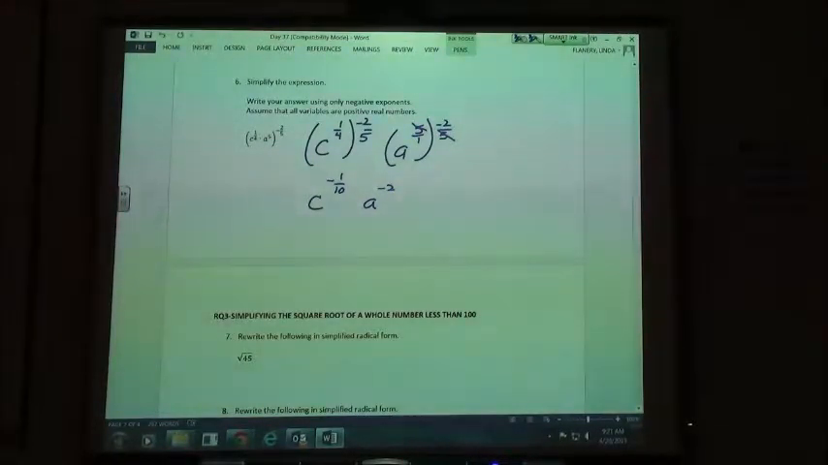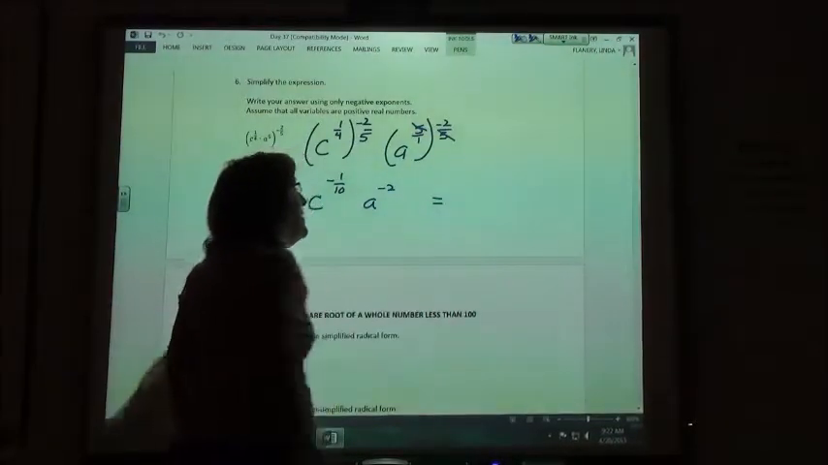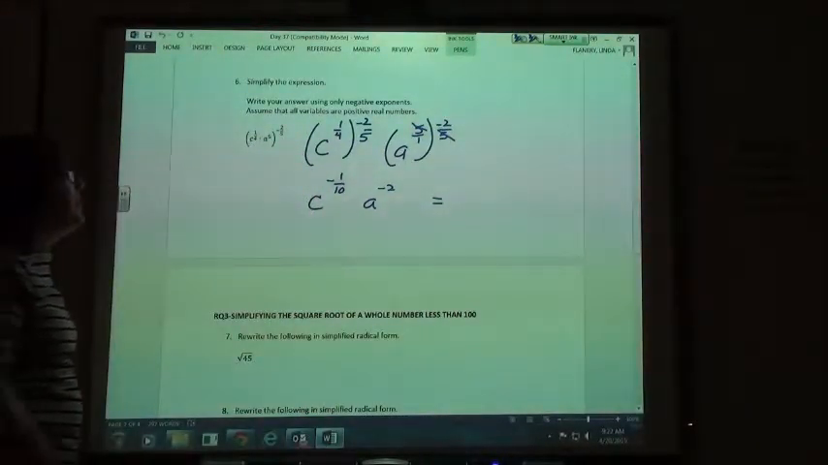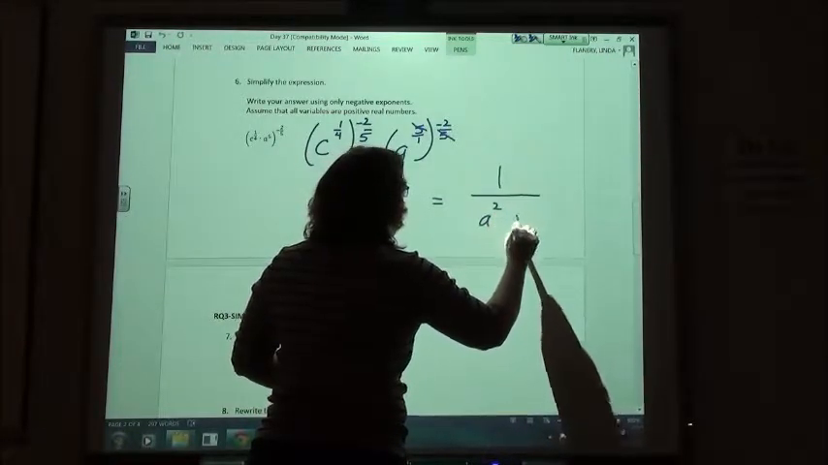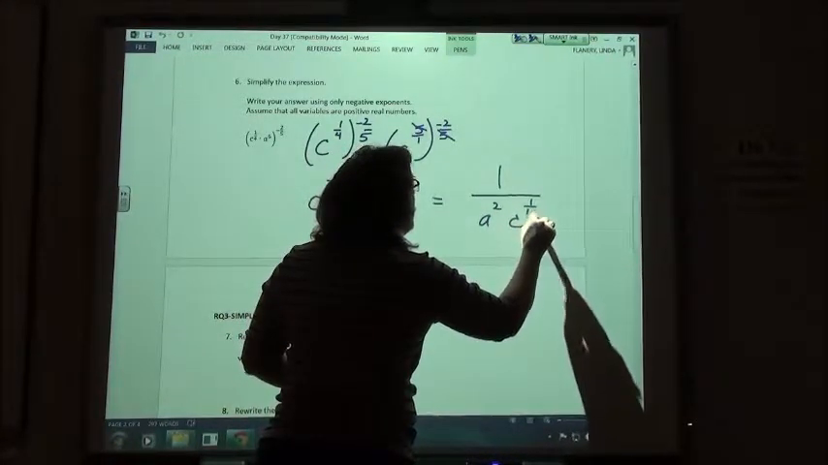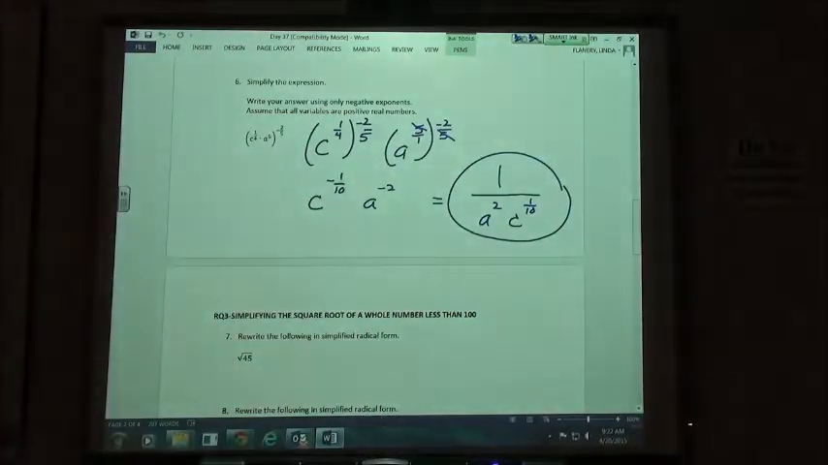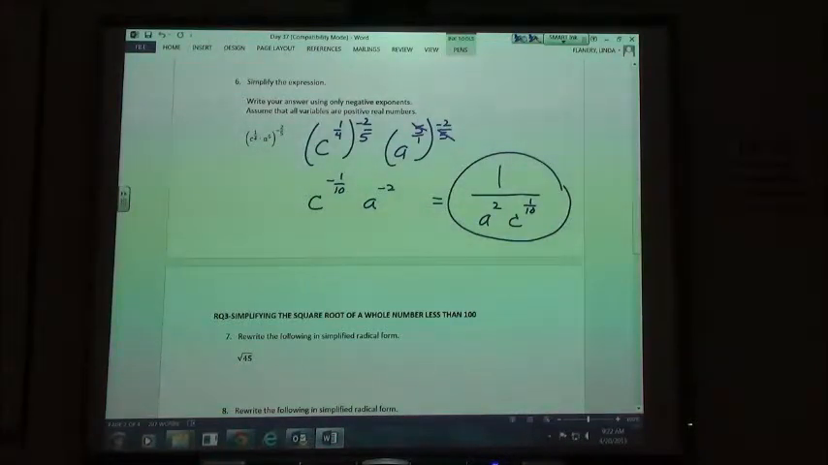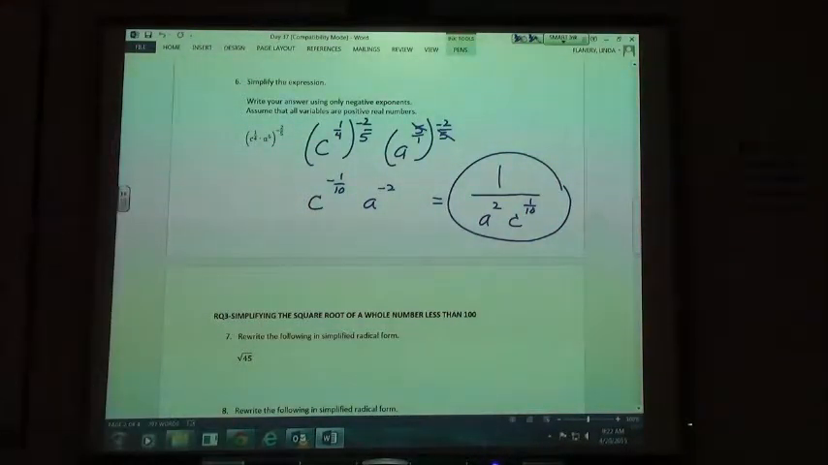Both of these have negative exponents, so how am I going to write my answer? 1 over a squared, c to the 1/10. And if you put the c first, it's okay, since we have our commutative property, whatever order you put them in, but they like them alphabetically, so that looks prettier. So 1 over a squared times c to the 1/10.